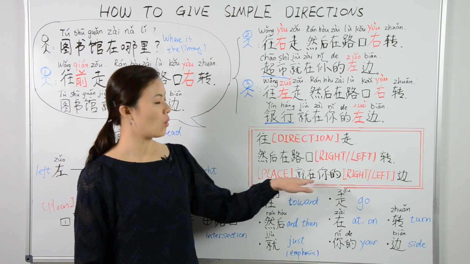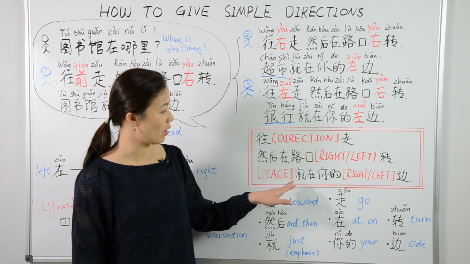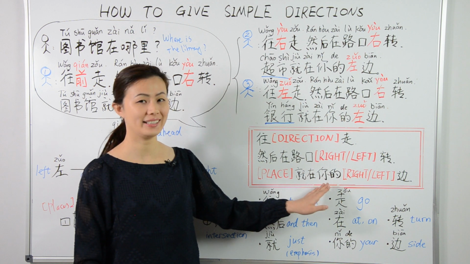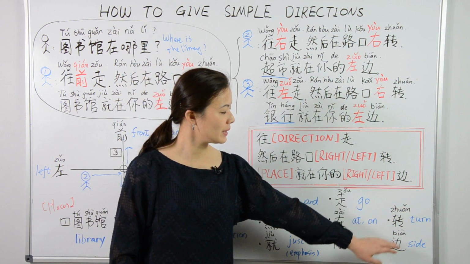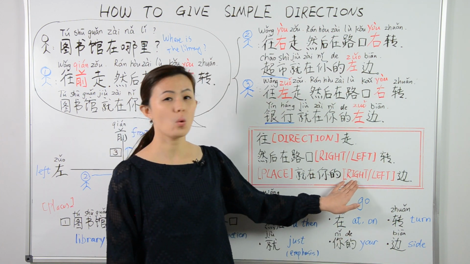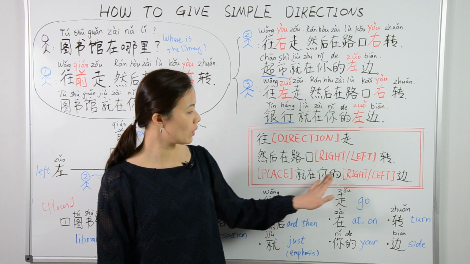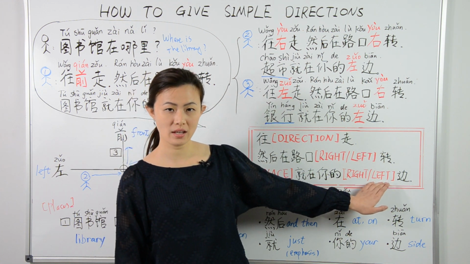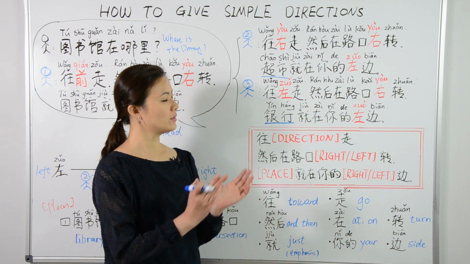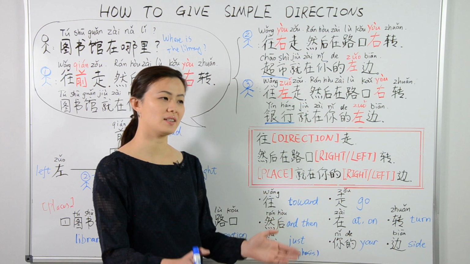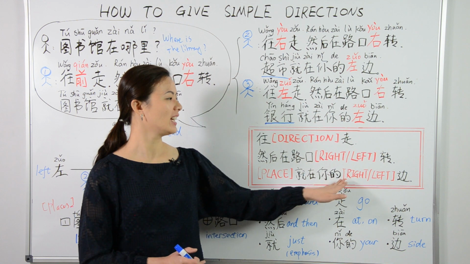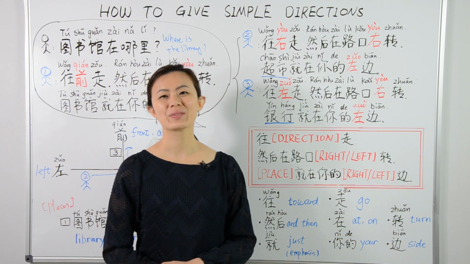And 就在 will be right at or right on in this case. 你的 means your. 边 means side. So 你的右边, your right side, or 你的左边, your left side. So if I say 就在你的左边 or 就在你的右边, it's putting more emphasis, like you won't miss it, it's right there. Place 就在你的右边 or place 就在你的左边.